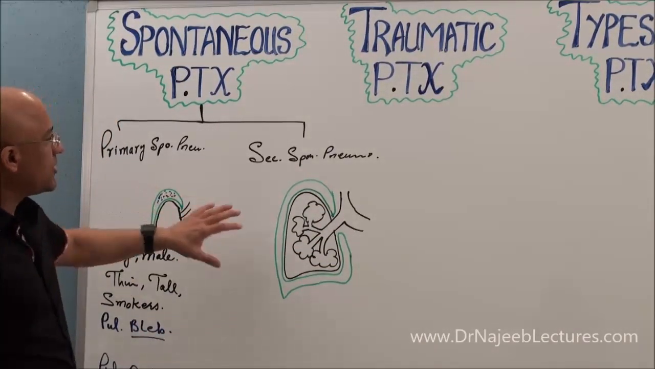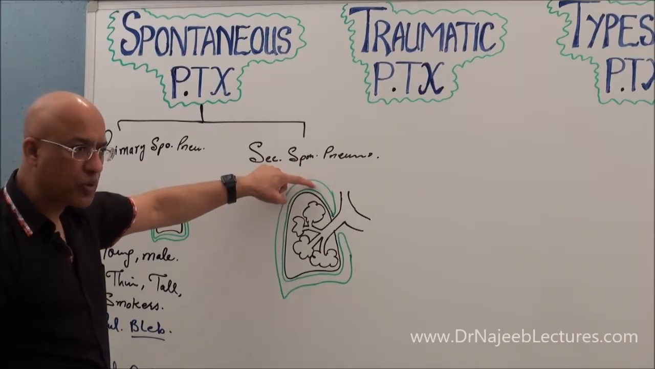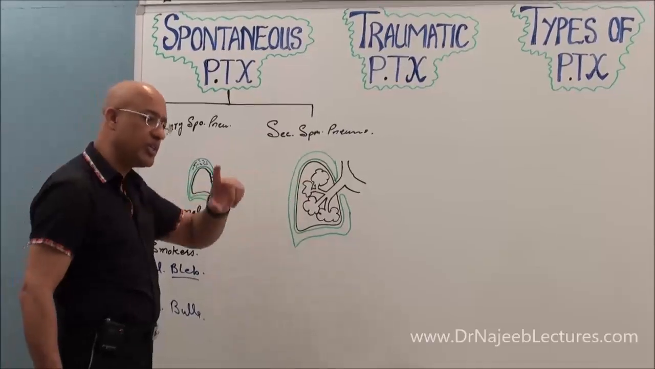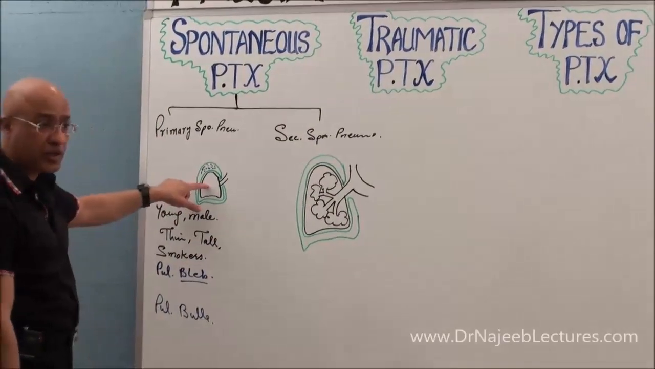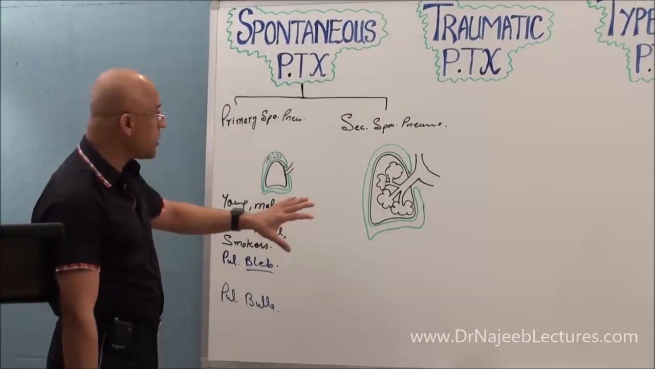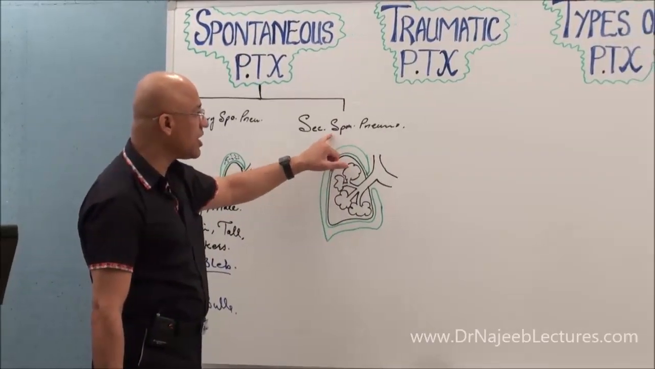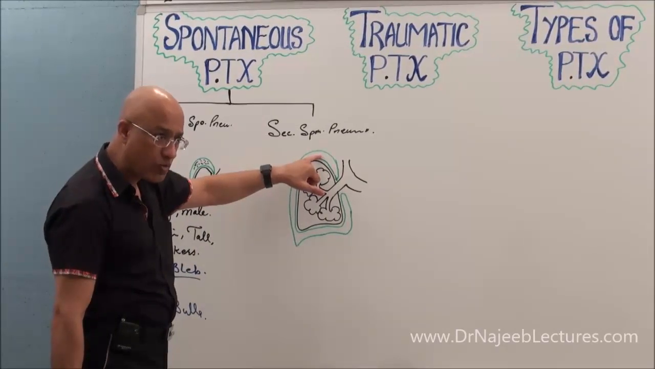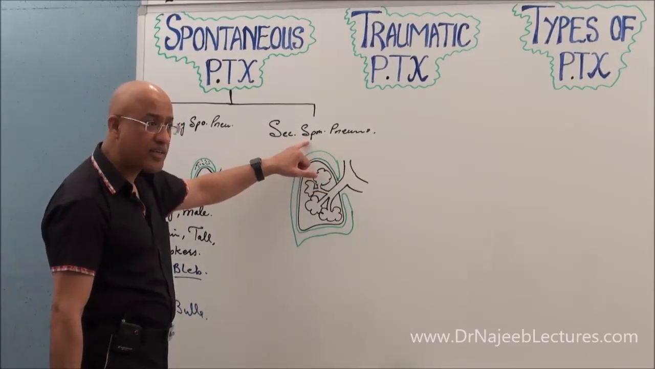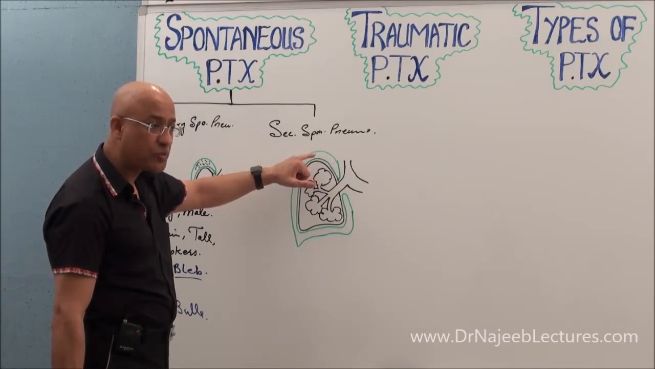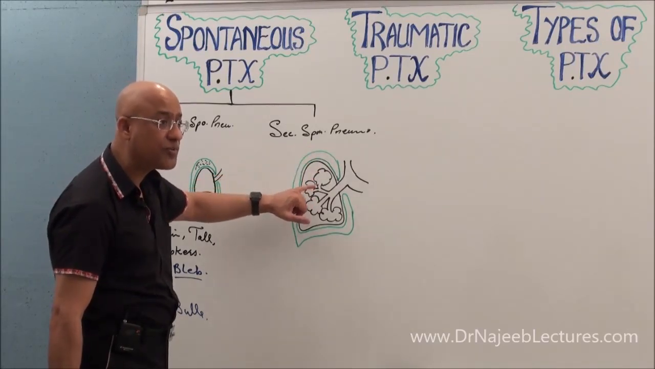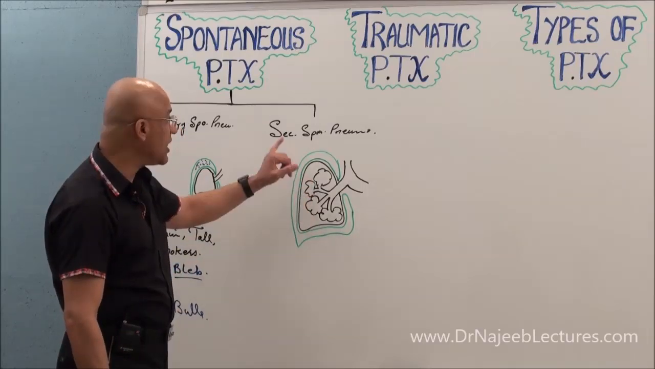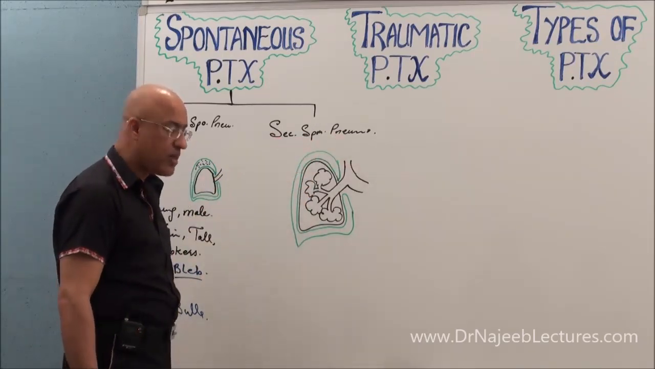Now sometimes air escapes into the pleural cavity from the lungs due to some underlying pathology in the lung. Here there was no significant pathology, just there were blebs. But in this case, where air suddenly comes into the pleural cavity, because it comes suddenly without any antecedent trauma, we say it is spontaneous. But this spontaneous entry of air is associated with underlying significant pulmonary pathology. So we call it secondary spontaneous pneumothorax.